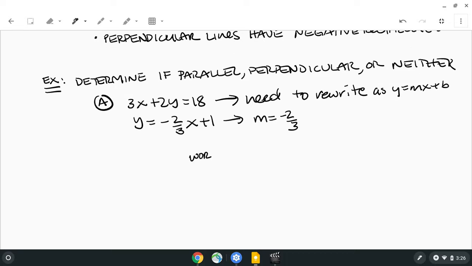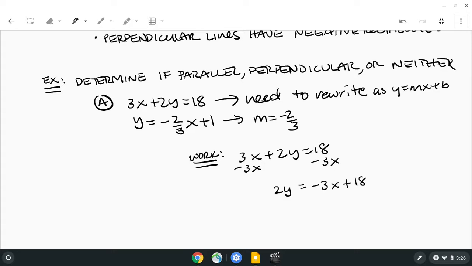Okay, so let's go ahead and move down here. Here's the work. So 3x plus 2y equals 18. So I basically have to solve for y here. So I'm going to subtract 3x on both sides. So I get 2y equals negative 3x plus 18. Okay, and then divide everything by 2. Okay, so I get y equals -3/2 x plus 9. Okay, so here, now I can see what the slope is. So here, my slope is -3/2, right?